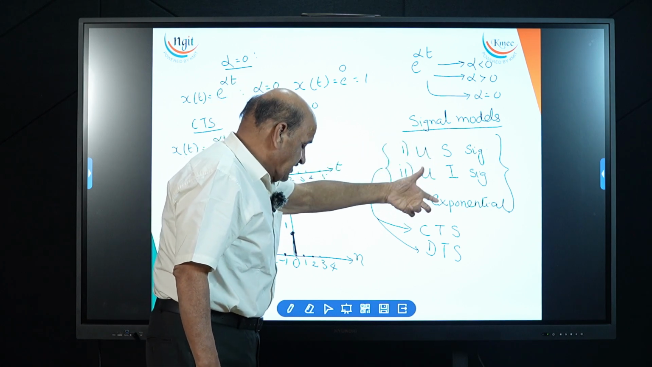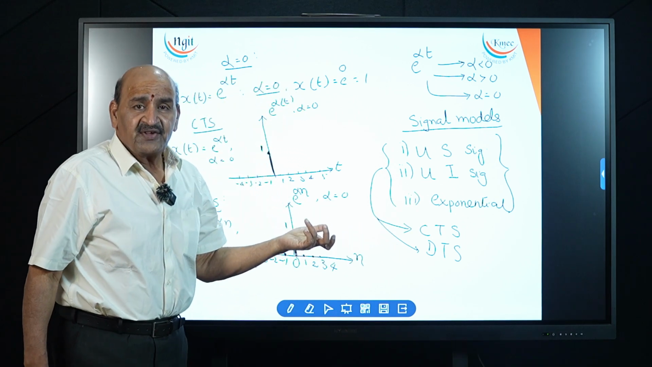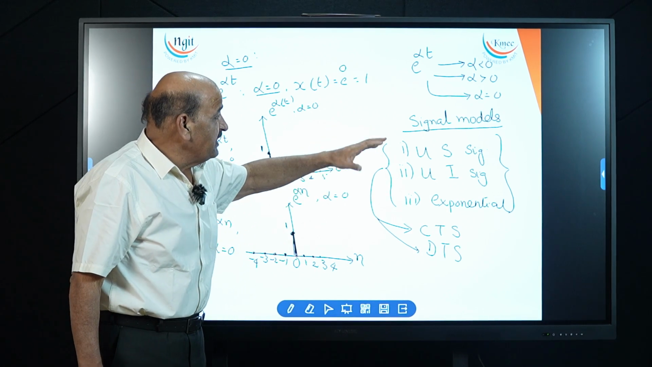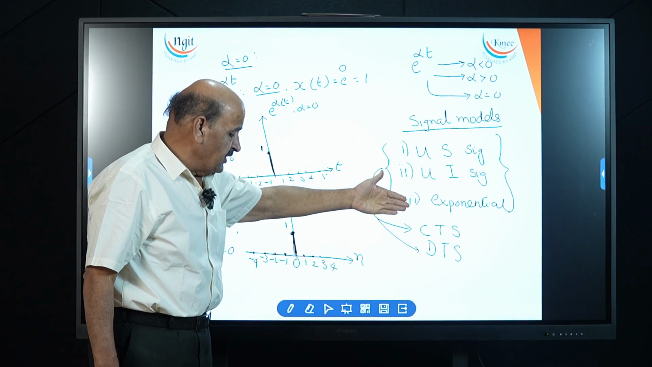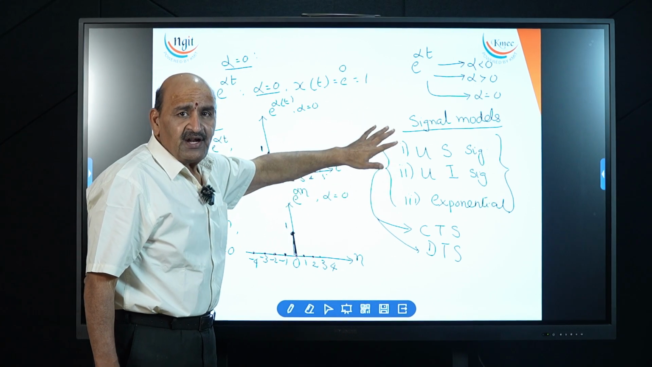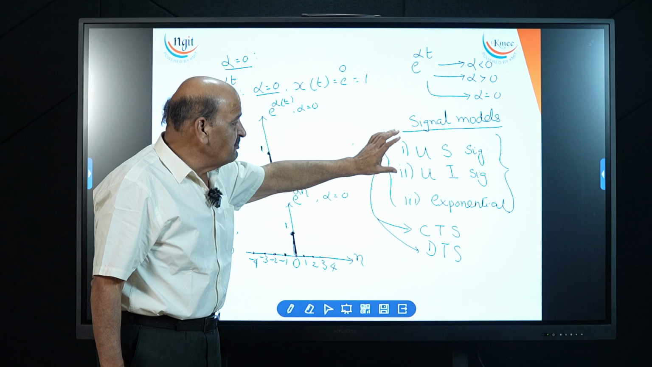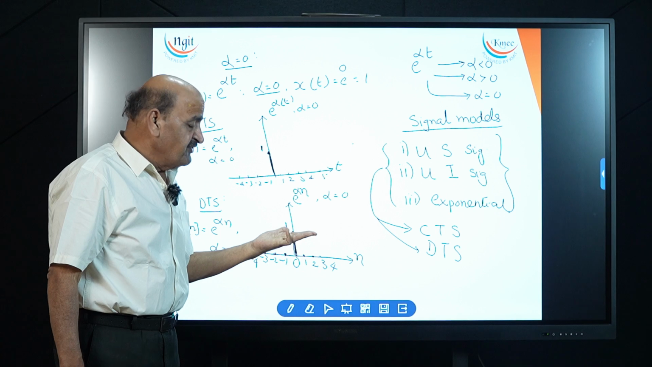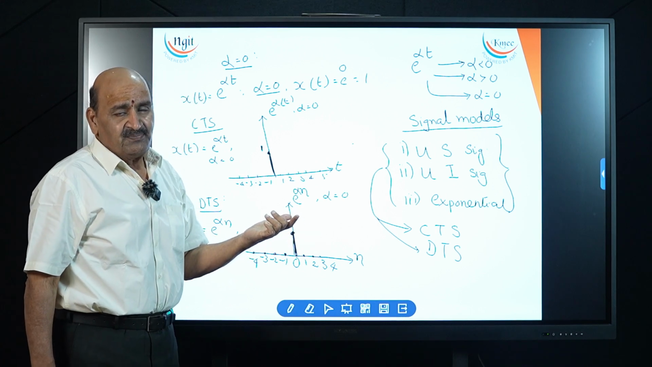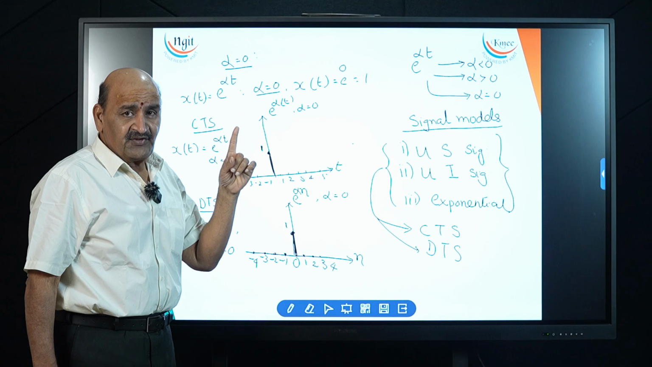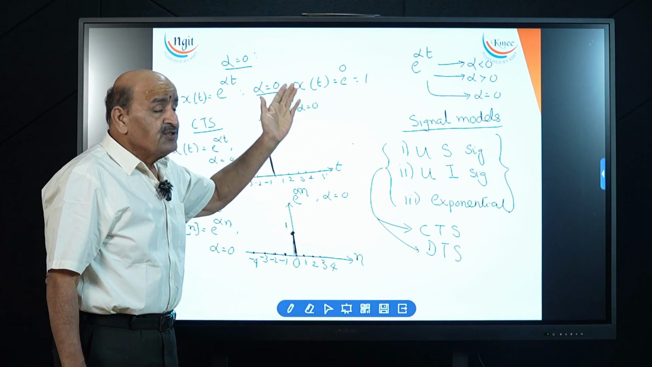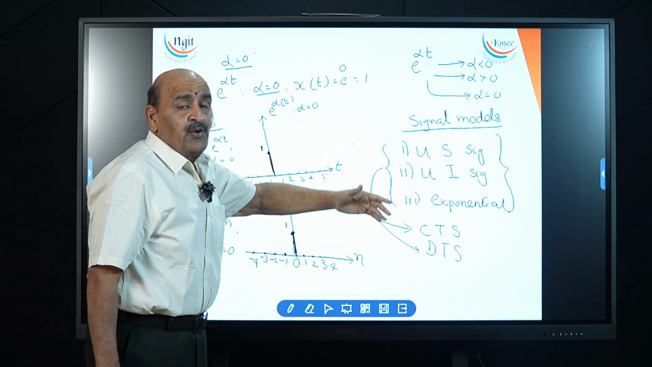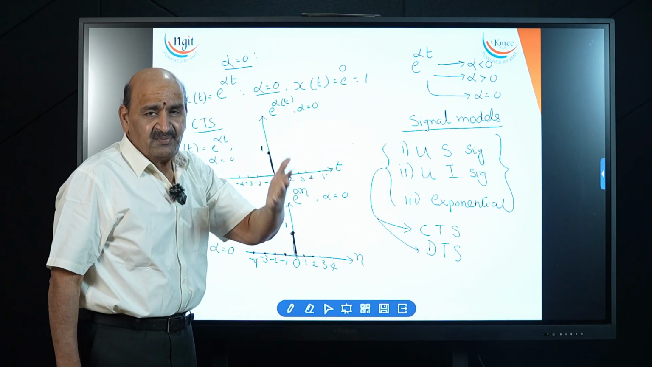Now in the next session, we are going to discuss the properties of signals and their impact on these signal models. What is their impact, especially on the unit step function and unit impulse function? What will be the impact of signal properties, that is, time shifting, time scaling, or time inversion? In the beginning classes, we discussed that. We are going to discuss the impact of signal properties on these signal models in the next session immediately.